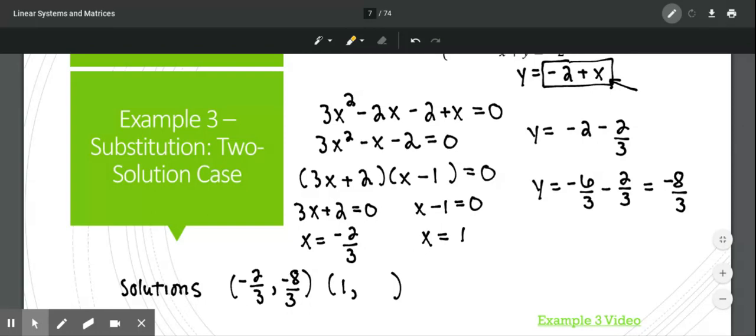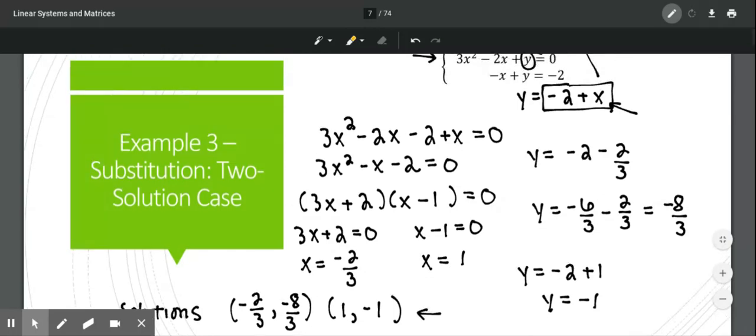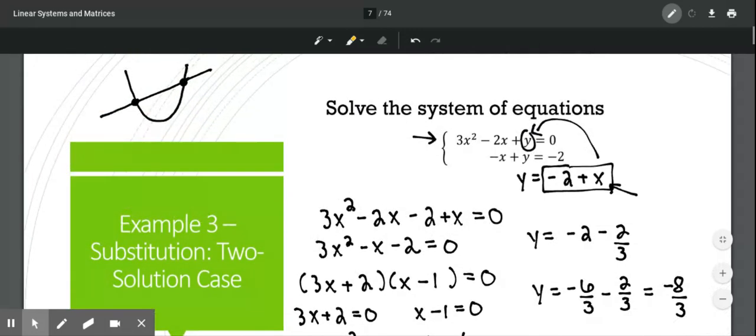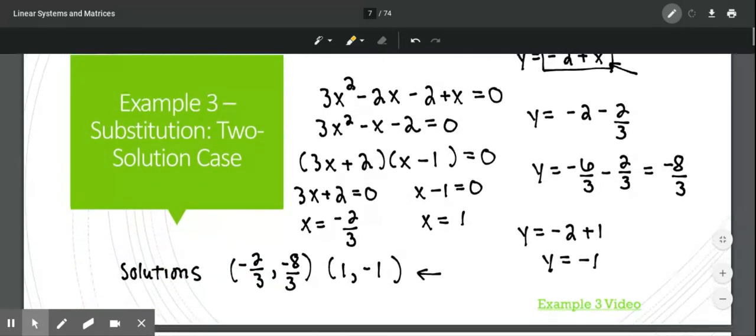And then we do the same thing when x is 1. We say y equals negative 2 plus 1. So we get y equals negative 1. So negative 1 would be that y coordinate. And then those 2 points would be, if you were to graph it, those 2 points up here where that line intersects your parabola.